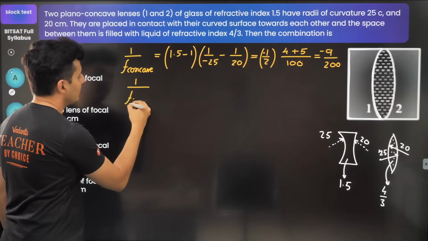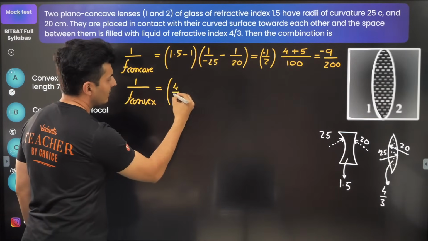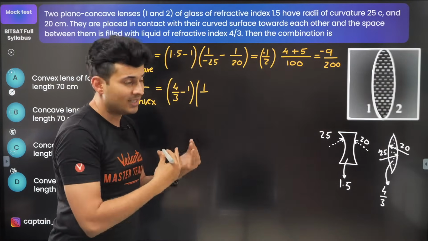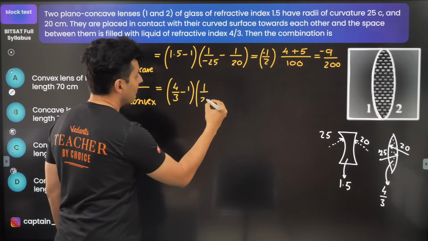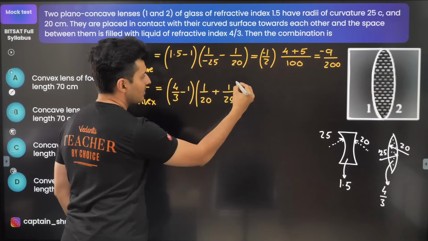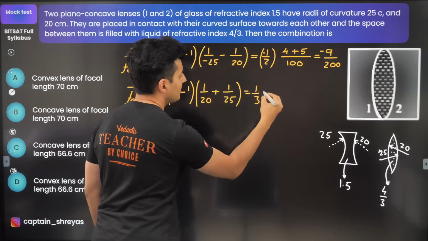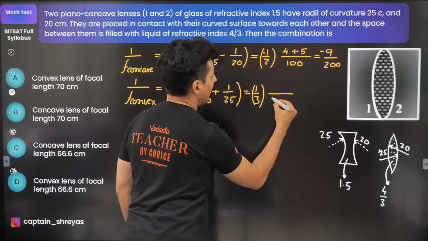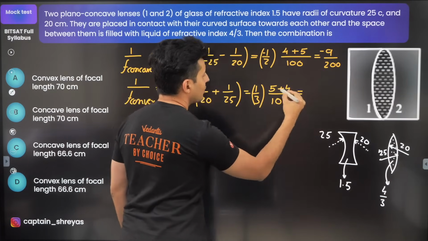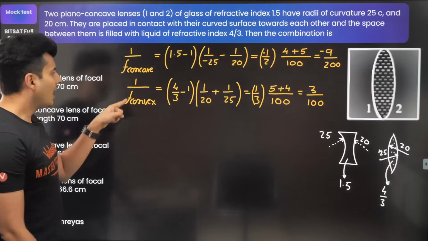Similarly, find the focal length of the convex lens, and that will be nothing but 4/3, the refractive index, minus 1. Here the focal length is going to be positive because that's a convex lens. So you will see it will be 1 by 20 plus 1 by 25. That minus becomes plus. Keep that in mind. Now 4/3 minus 1 is nothing but 1/3, and again the same LCM will be 100. So you need to multiply this with 5 and this with 4. So this will be 9/3, which is nothing but 3 divided by 100. So I have got both of them.